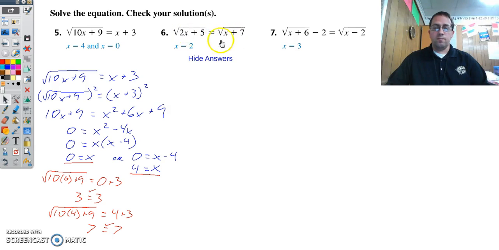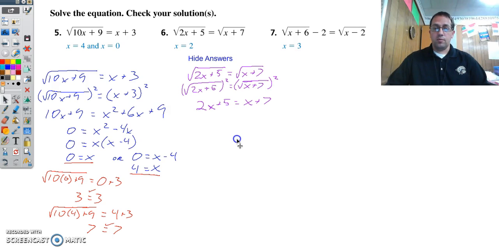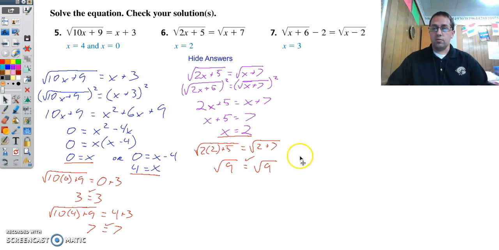Here, both of our radicals are already isolated. So when we square both sides to get rid of one radical, it's actually going to get rid of both of them. And so we end up with this, which is a nice linear equation. And we just work that out, solve it, x equals 2, plug it in, and the square root of 9 is the square root of 9. 3 equals 3. So it worked.